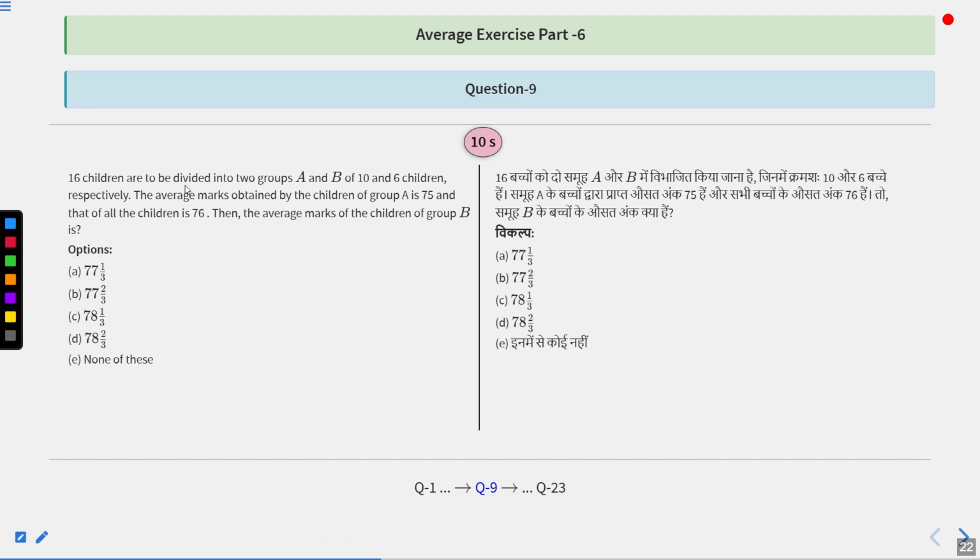16 children are to be divided into 2 groups, A and B, of 10 and 6 children respectively. The average mark obtained by the children of group A is 75 and that of all the children is 76. Then the average mark of the children of group B is? You have 5 options and 10 seconds to analyze the question. Your time starts now.